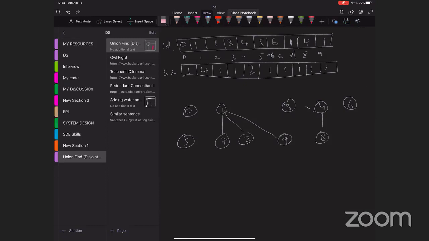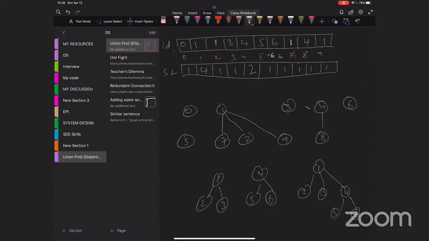Okay, so the worst case tree would look something like this. Let's say I'm just drawing another one. 1 has children 2 and 3, and 4 has children 5 and 6, and we connect 1 and 4. So in the worst case, it will be 1, 2, 3, and then 4, 5, 6. So basically, the height difference would be no more than 1.